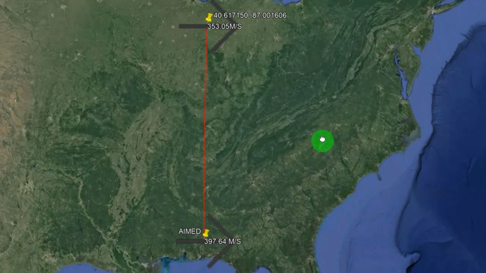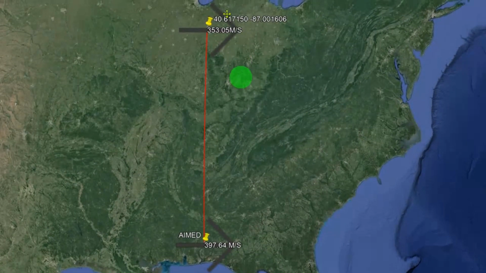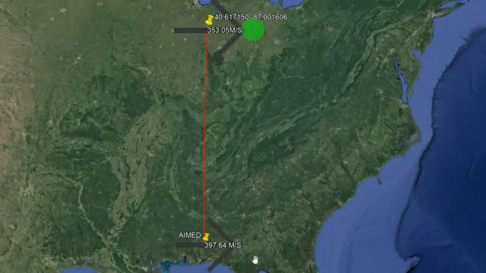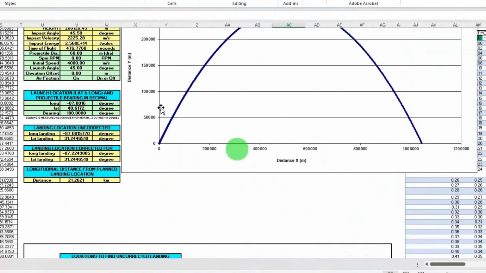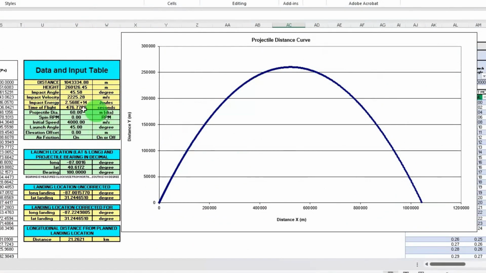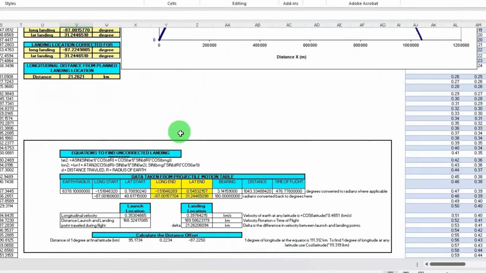Let's take a look. I penciled that in. These are arrows. Right here, the Earth is spinning 353 meters per second. Down here, it's spinning at 397 meters per second. So we know that this trip took 476 seconds, that's from this table here.